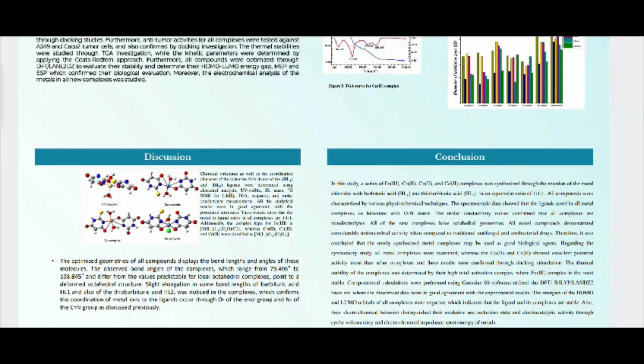Regarding the cytotoxicity study, the cobalt and the copper complexes showed excellent potential activity, more than the other complexes, and these results were confirmed through docking simulation. The thermal stability of the complexes was determined by their high total activation energies, where the iron complex is the most stable. The energies of the HOMO and LUMO orbitals of all complexes were negative, which indicates that the ligand and its metal complexes are stable. Also, their electrochemical behavior distinguished their oxidation and reduction states and electrocatalytic activity through cyclic voltammetry and electrochemical impedance spectroscopy of the metals. Thank you all.